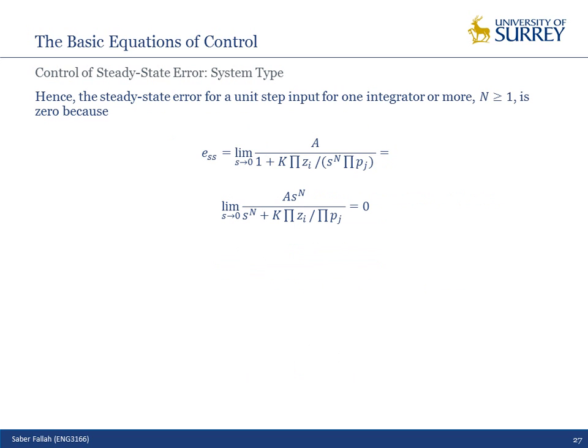So the previous one, we talked about when we don't have any integrator. If n is equal or bigger than 1, I will have S^n here and S^n here. So if I have S^n with n bigger than or equal to 1, I have at least one S here. So S to the 0, this one is 0. 0 over 0 will be 0. So steady state error will be 0 because your numerator is 0. Okay?